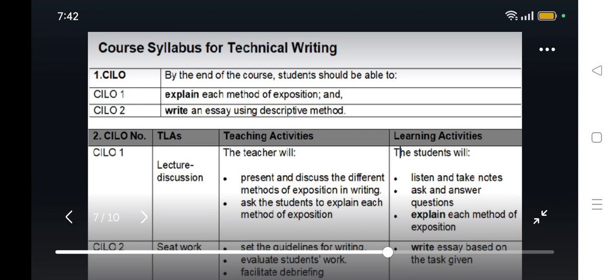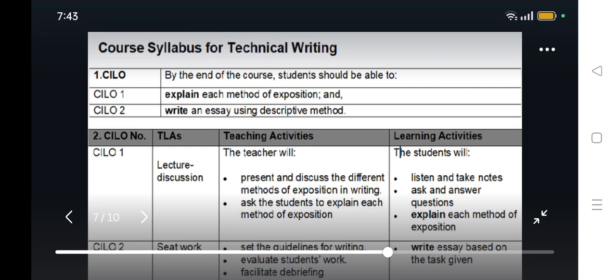So for the expected teaching and learning activities here, all these teaching activities are explicitly written. For the lecture discussion as TLA, the teaching activities here are, the teacher will present and discuss the different methods, down to, of course, asking the students to explain each method. So as the teacher presents, the students listen and take notes. They may be encouraged, of course, to ask questions, and they may answer questions.